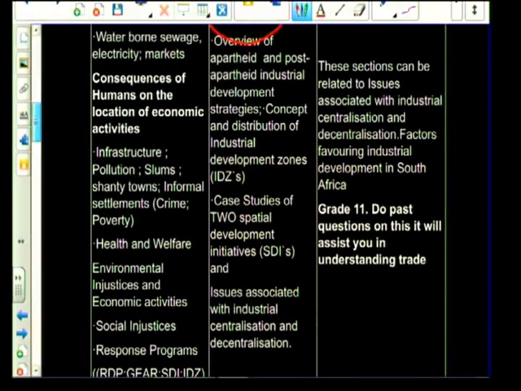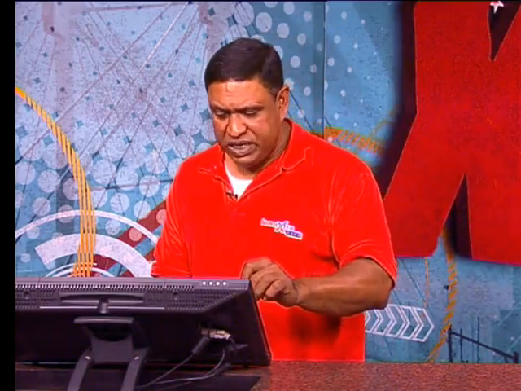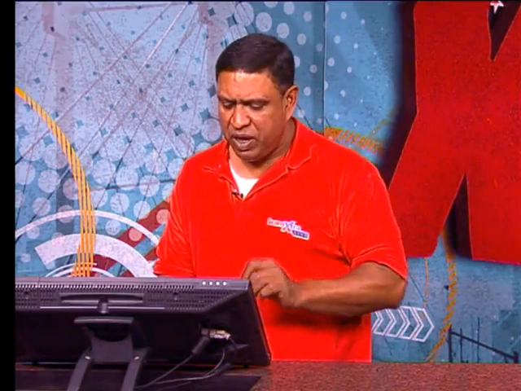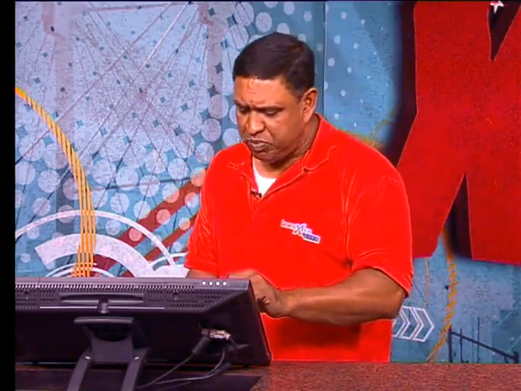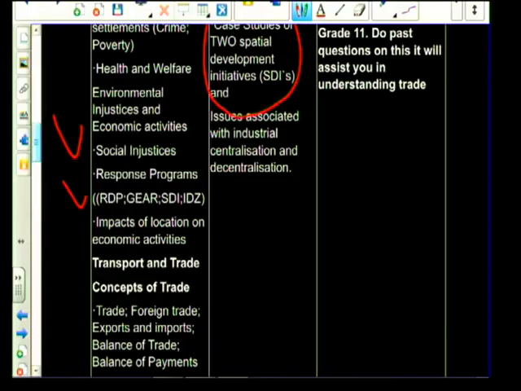But again, case studies of SDIs are being emphasized on. In the past, you basically looked at what's an SDI, etc. Now you're going to do case studies related to that, case studies related to industrial centralization, decentralization, etc. So all these things will be covered right through with the injustices, the different policies, all right? All that will be covered.